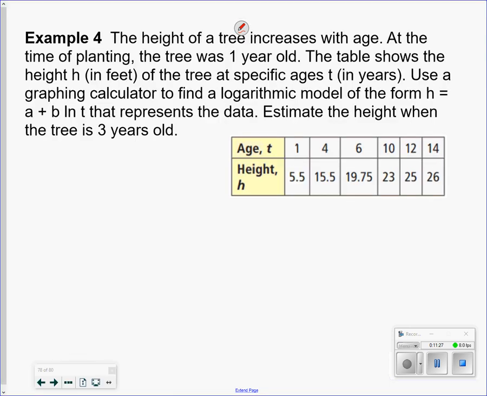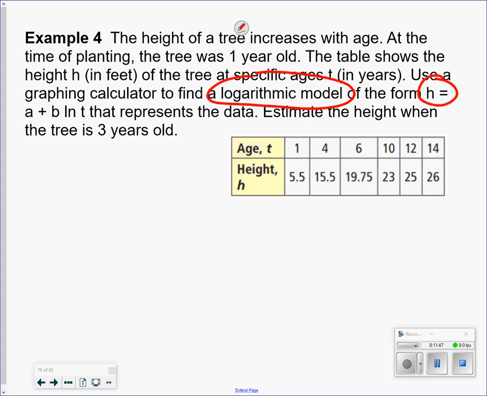The height of a tree increases with the age at the time of planting. The tree is 1 year old. The table shows the heights of the tree at specific ages. Use the graphing calculator to model a logarithmic model this time. So again, I'm not going to make you do a logarithmic one by hand. I'm merely going to make you use a graphing calculator. So we are looking for this function.